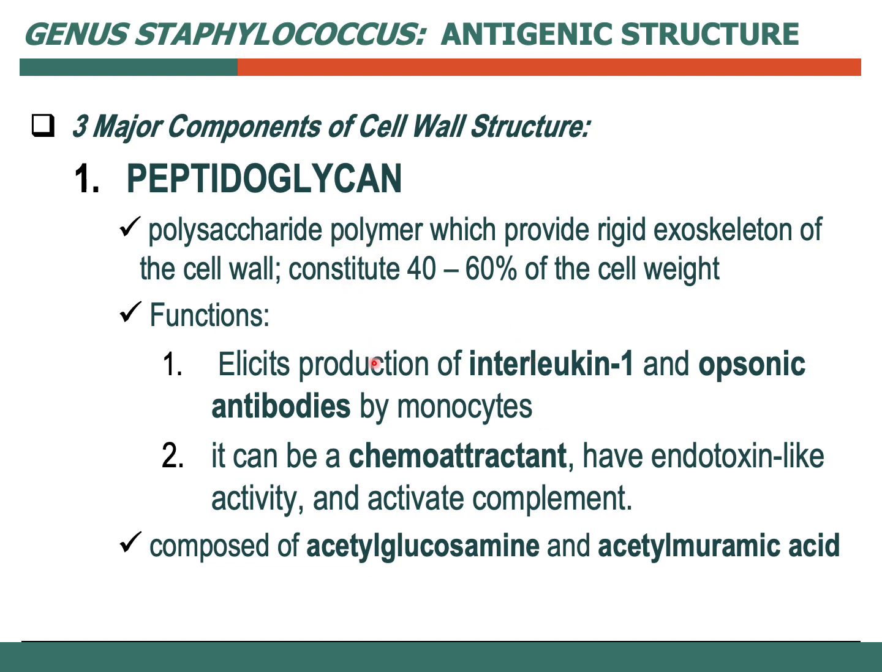Your peptidoglycan layer can be a chemoattractant and has endotoxin-like activity, as I said, and it also activates the complement system. Your peptidoglycan is composed of acetylglucosamine and acetylmuramic acid, right? Those are the linkages that form your peptidoglycan layer. As a chemoattractant, it attracts polymorphonuclear cells, causing inflammation in that particular area, localized inflammation.